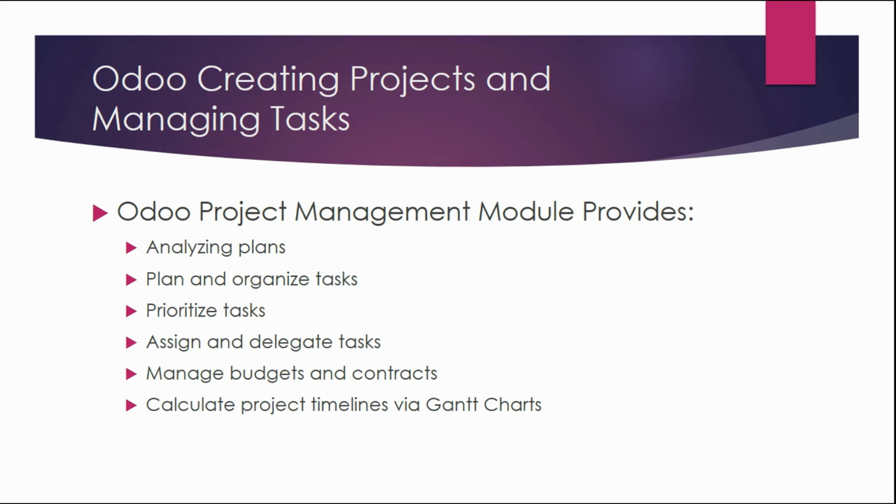In the project management module in Odoo, it provides you with a very flexible workflow which enables you to analyze time plans, plan and organize tasks, prioritize tasks, assign tasks to users, delegate tasks, structure your projects into phases, manage your budgets, control your invoicing, and manage your contracts.